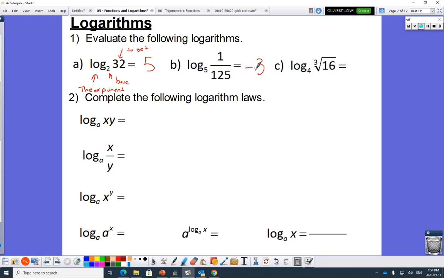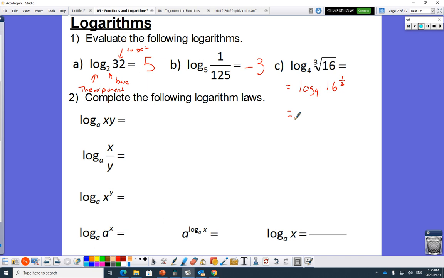Oh, look at this mess. Log base 4 of the third root of 16. The way to really handle this is to go something like this. There's some grade 11 review for you. Third root means exponent 1/3.